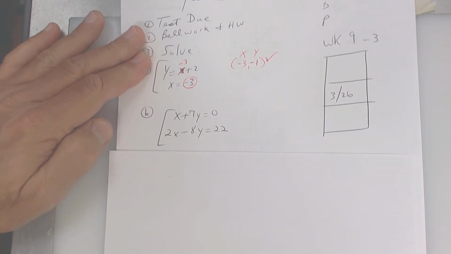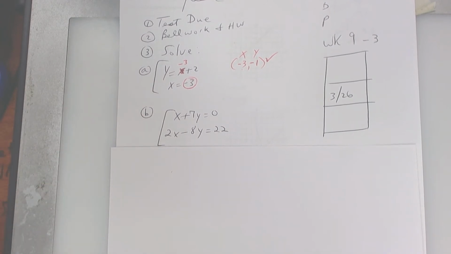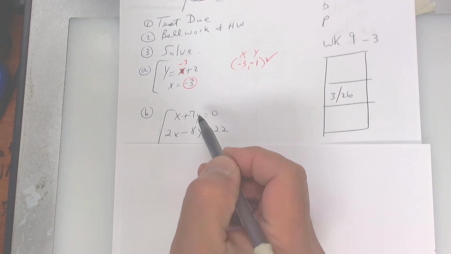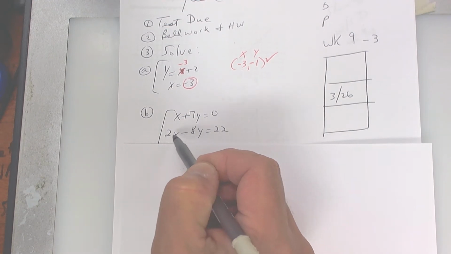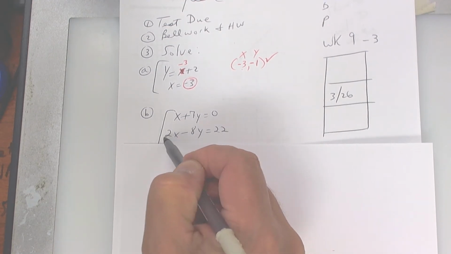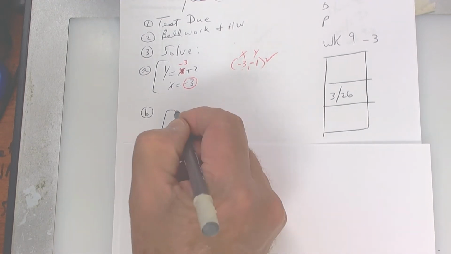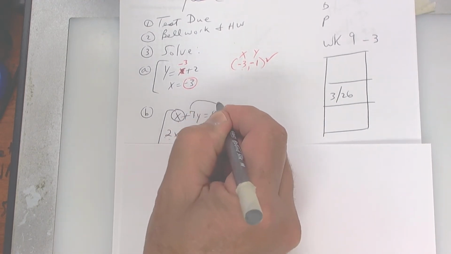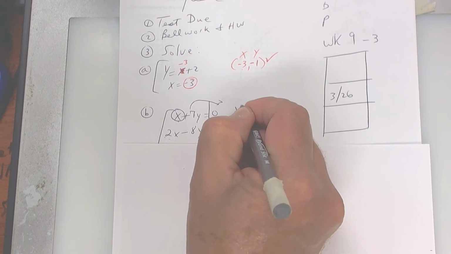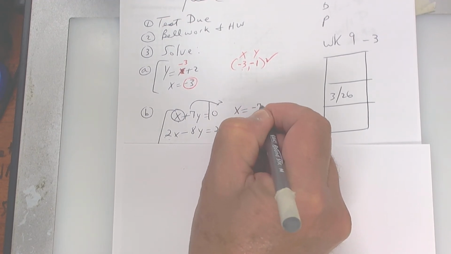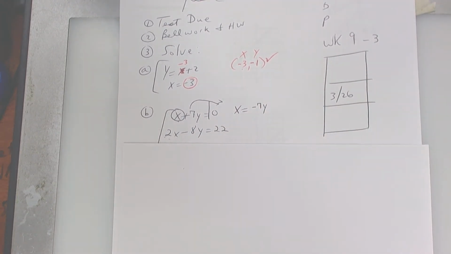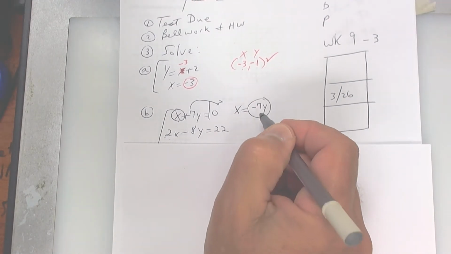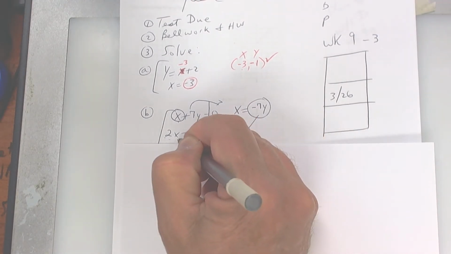Let's look at the next one. The next one's a little harder. Okay, here's what you're going to do. You've got to look for a variable that's by itself. This one has a number. Those are called coefficients. This one doesn't, so we're going to get x by itself by moving this to the other side. So we're going to get x equals -7y. Once you get x, you're going to take it and substitute into the other equation.